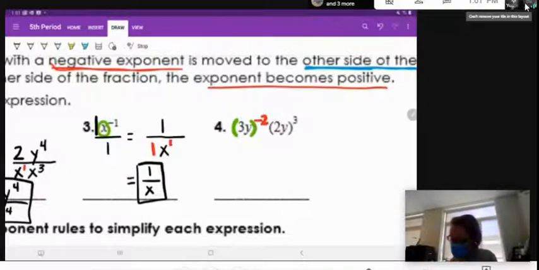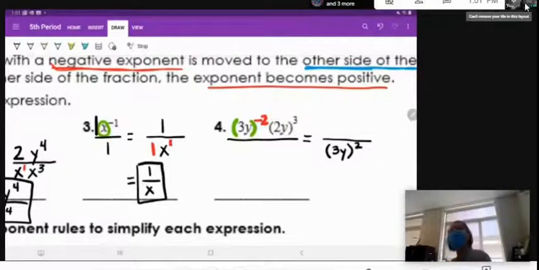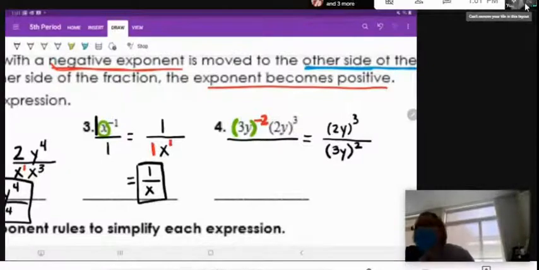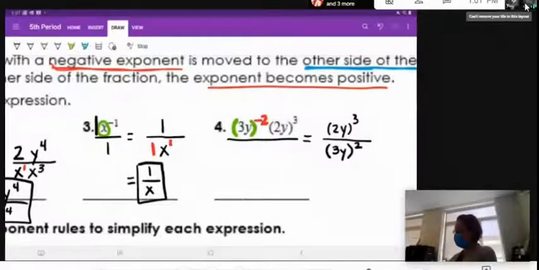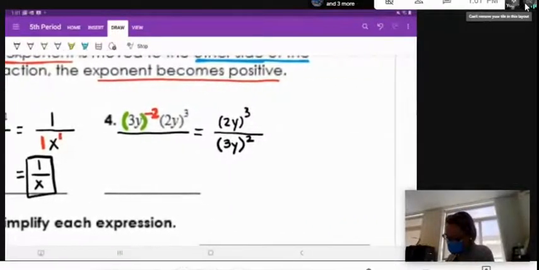So when we're talking about what to send to the other side of our imaginary fraction, we're going to have to send down parentheses 3y parentheses squared. Notice my 2 became positive. My exponent became positive. And up here on the top, we have parentheses 2y parentheses cubed. That doesn't go anywhere. That stays right there. So we might not necessarily be done. There might be more simplification that we can do. And in fact, on this problem, I can tell there is.